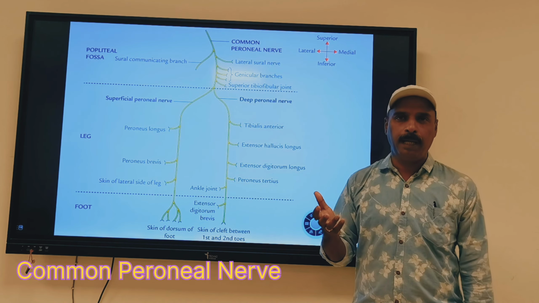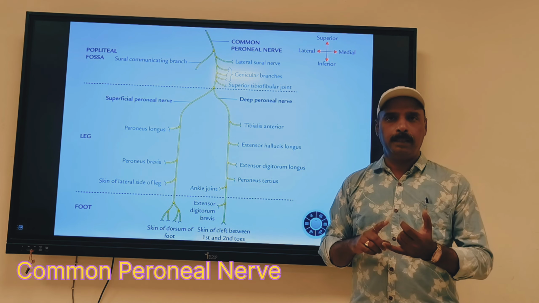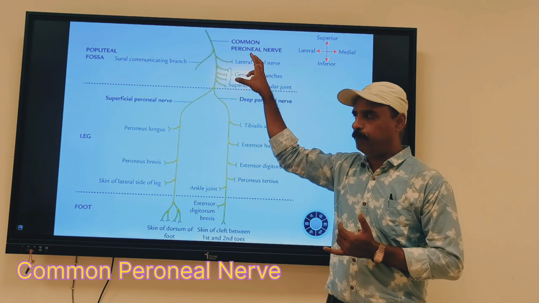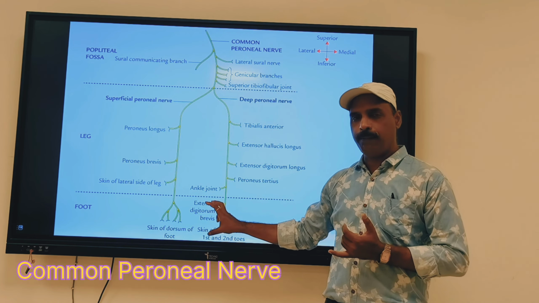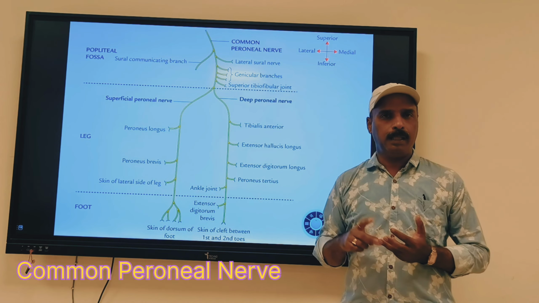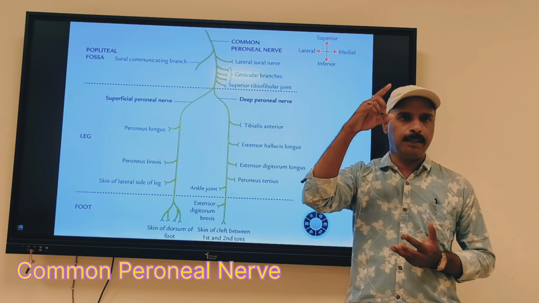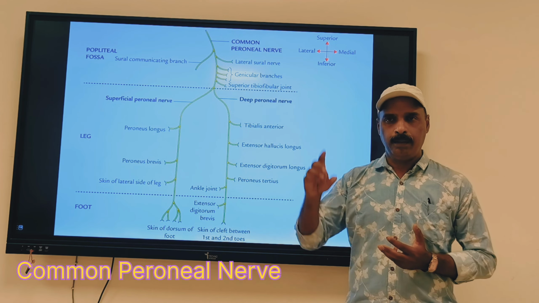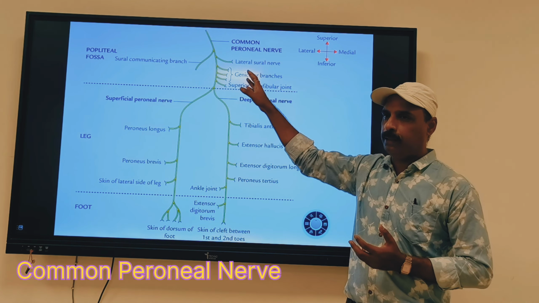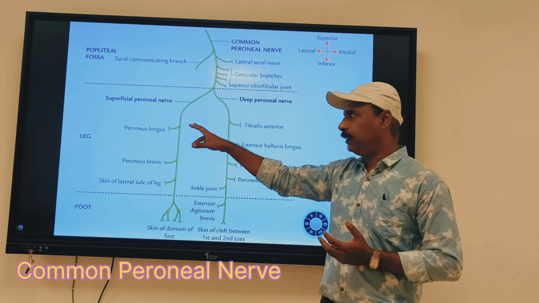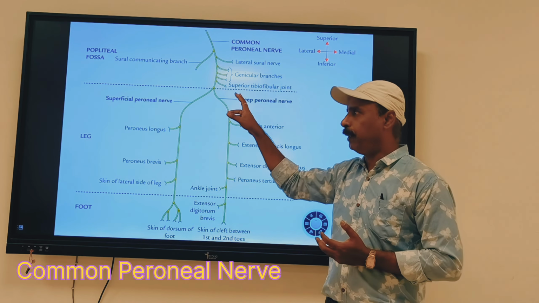You can see superficially peroneus longus and brevis, and deeper still is the peroneus tertius. That question will be asked: common peroneal nerve, you have to tell it is a content of the popliteal fossa, and its course in the popliteal region, leg region and foot region. Then you have to tell it is one of the divisions of the sciatic nerve at the superior angle of the popliteal fossa, running along the lateral border of the leg, where it divides into the superficial peroneal nerve and the deep peroneal nerve.